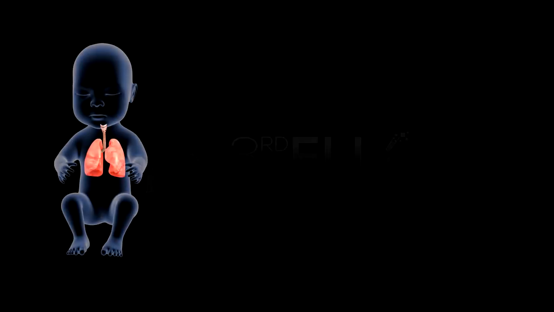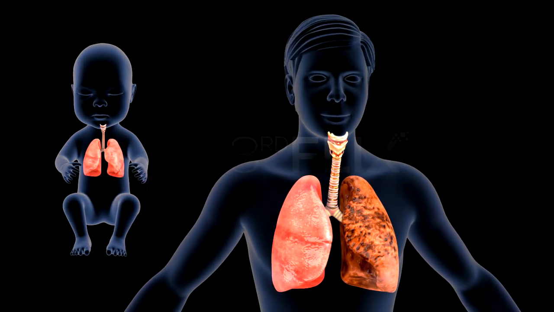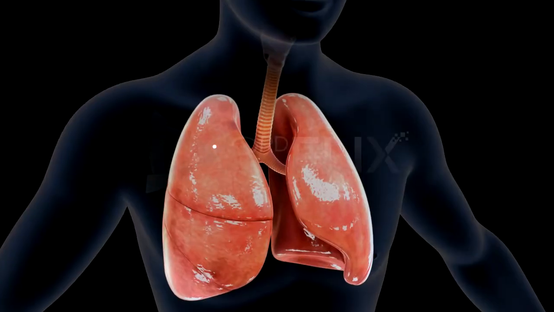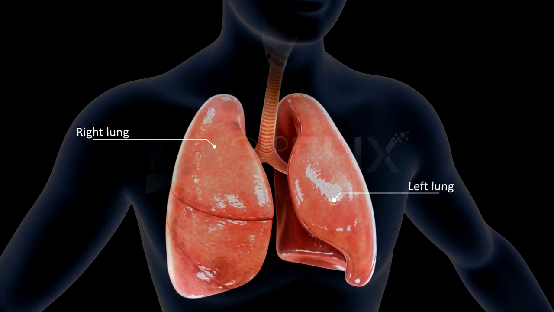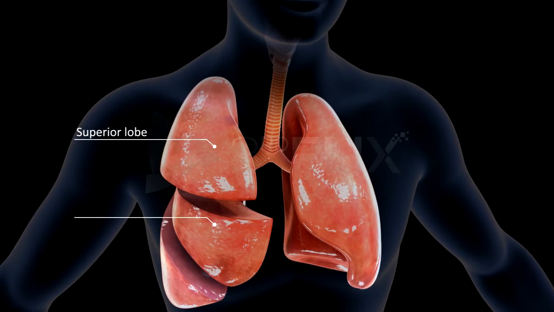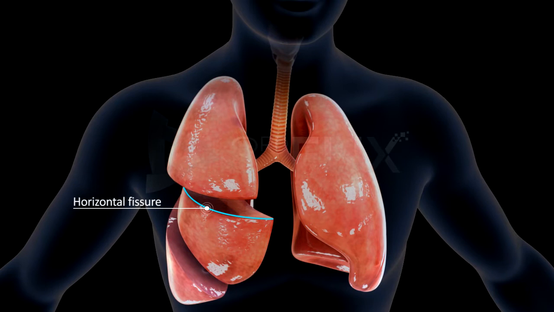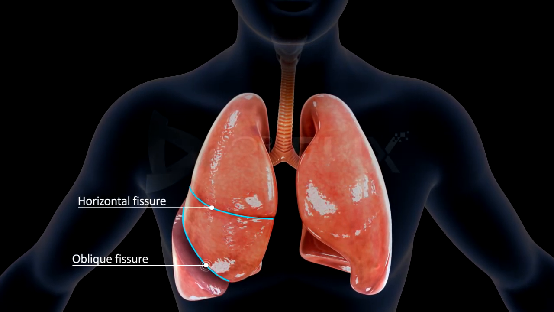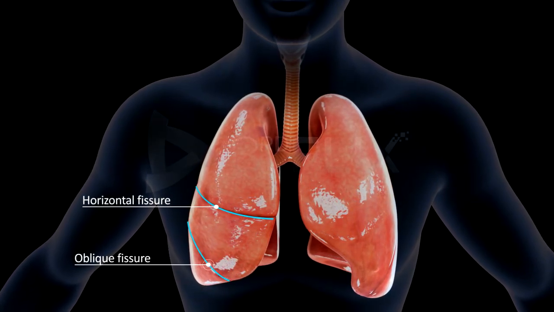Lungs are pinkish at birth and become dark grey in adults due to deposition of carbonaceous materials, smoke, etc. The right lung is larger than the left lung, and it is divided into 3 lobes. These are superior, middle, and inferior lobes. A horizontal fissure separates the superior and middle lobes, whereas an oblique fissure separates the middle and inferior lobes.